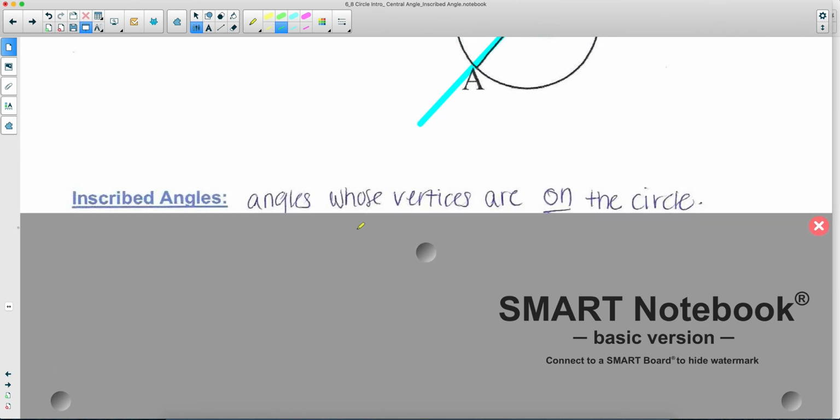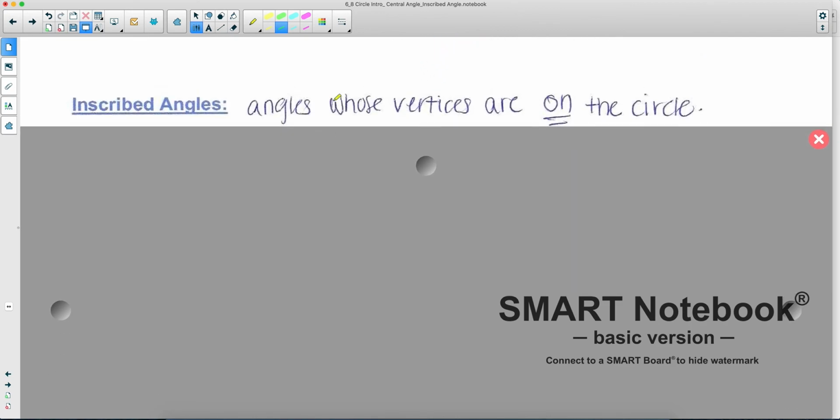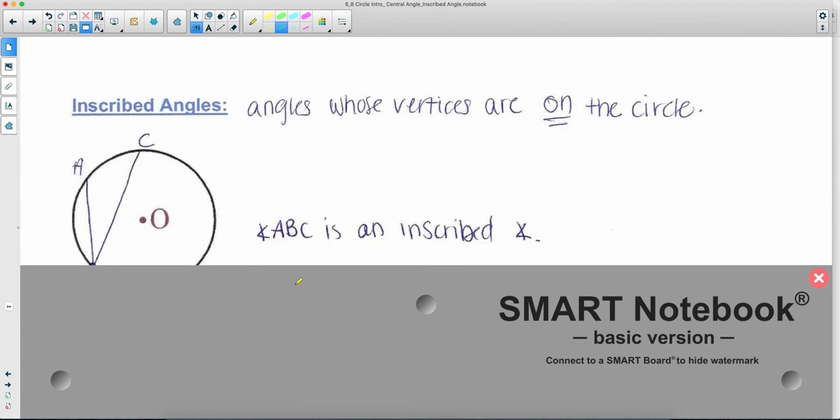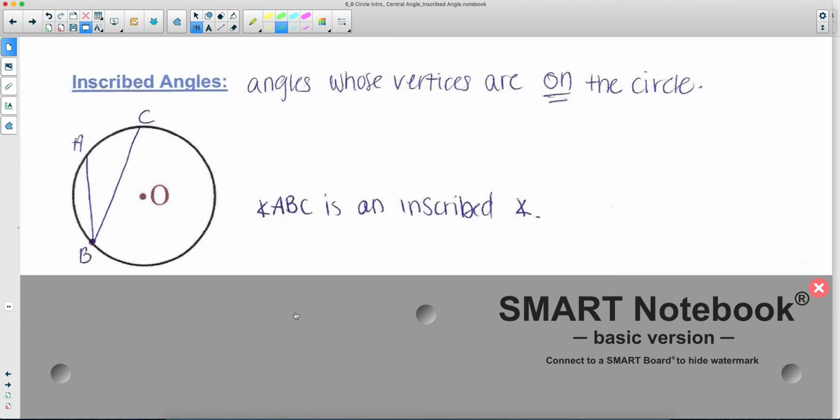All right. So the next kind of angle we're going to talk about are called inscribed angles. An inscribed angle is a little different because now the vertex is on the circle. So look at angle ABC. B is no longer the center, it's actually on the circle. So that's known as an inscribed angle.